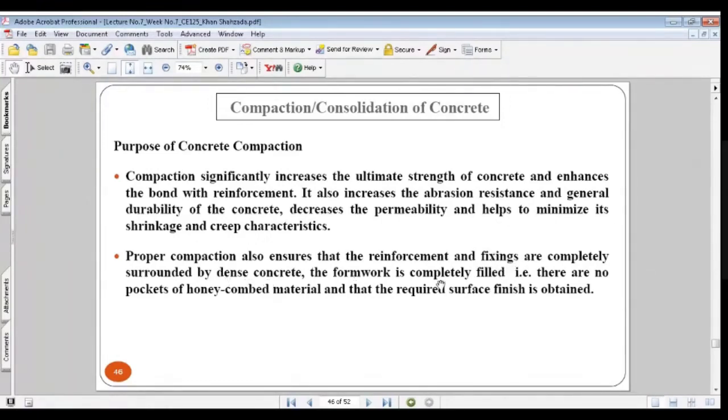The formwork is completely filled. The formwork which you have erected for making the columns, beams, and slabs has been completely filled. That is, there are no pockets of honeycomb material, and the required surface finish is obtained properly.